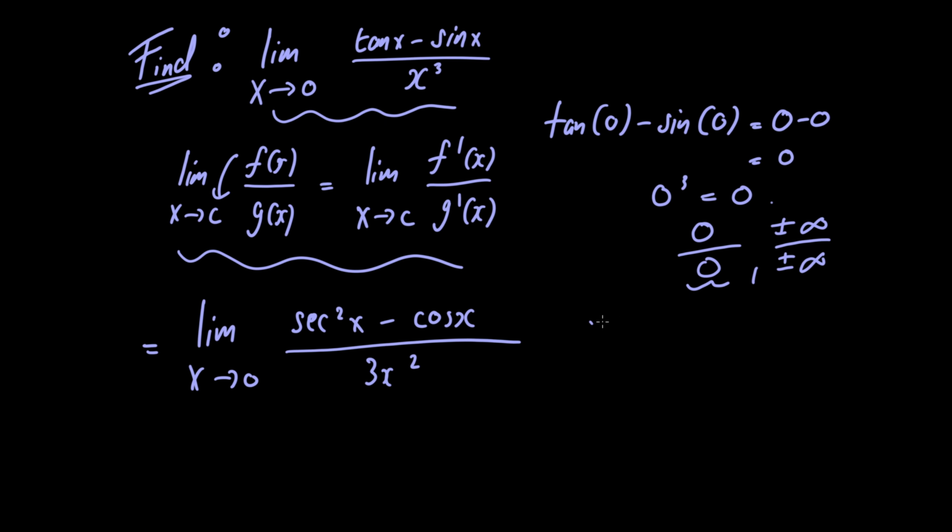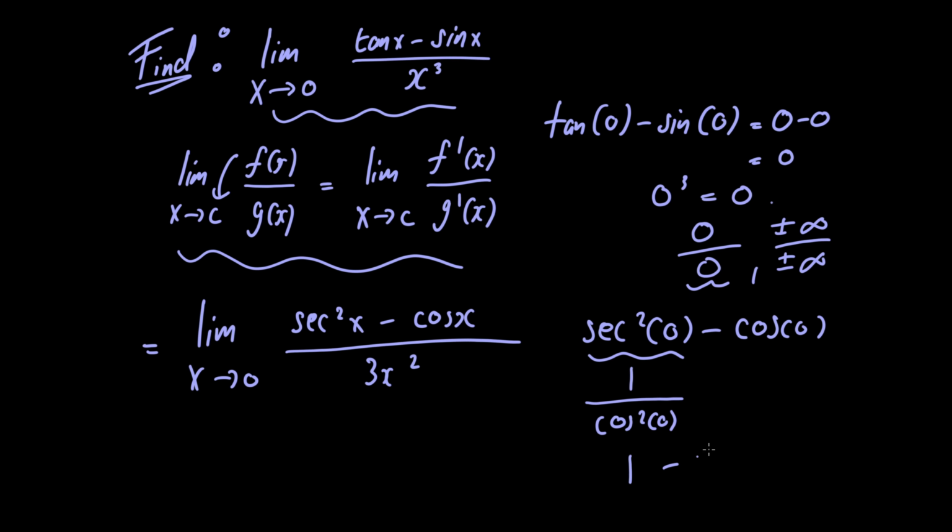In the numerator we have secant squared of 0 minus cosine of 0. If you're unsure what this is, just remember that secant squared of 0 is equal to 1 over cosine squared of 0. And cosine of 0 is just 1, so 1 over 1 squared is just 1. And like I just said, cosine of 0 is 1, so we have 1 minus 1, and that's equal to 0. And in the denominator we have 3x squared, so 3 multiplied by 0 squared is just 0. So we actually have a limit of indeterminate form 0 over 0 again, so we're going to have to apply L'Hopital's rule for a second time in order to proceed with this problem.